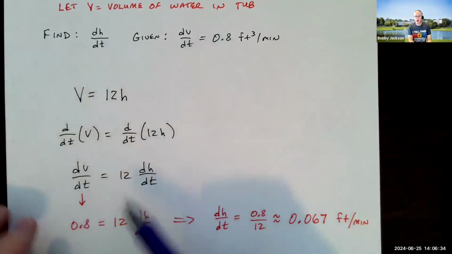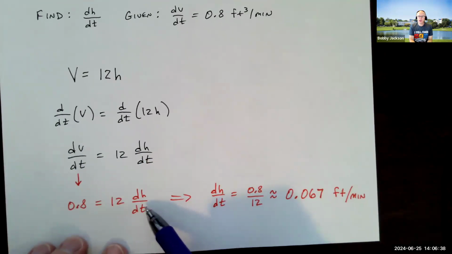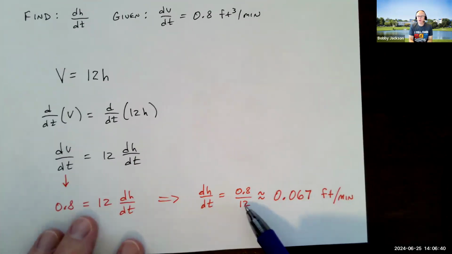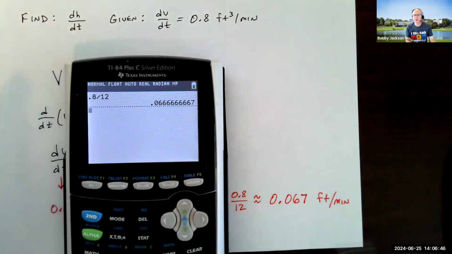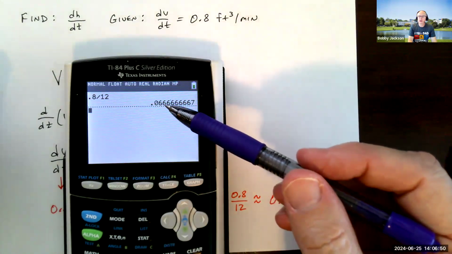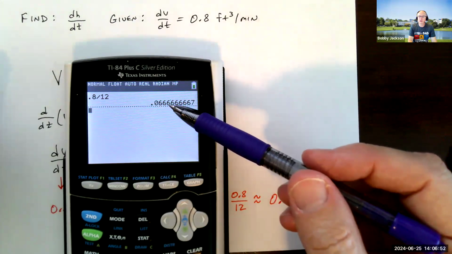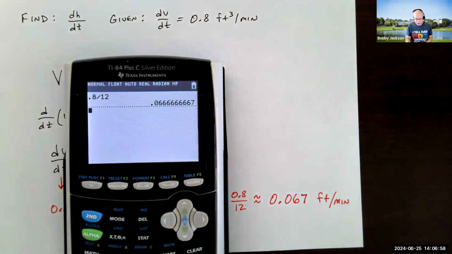Given dV/dt is 0.8, I replace dV/dt with 0.8. And I can solve for dH/dt by dividing both sides by 12. And when I divide by 12, be real careful, of course, with rounding. We get this, and of course we're going to round that to 3 decimal places, but that third decimal place we're going to move up to a 7 because the next one is a 5 or higher. So just be careful with those things. If you get something wrong, just double check that you have rounded correctly. Okay, I hope this helps.